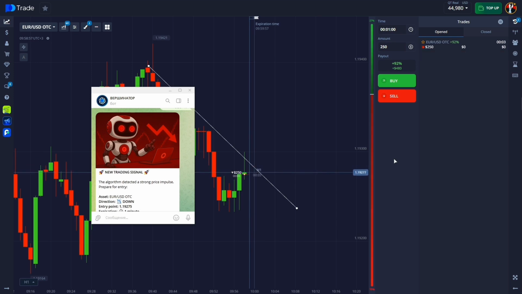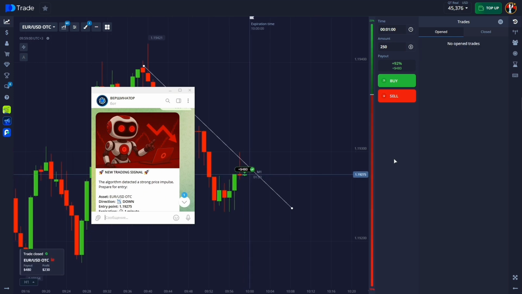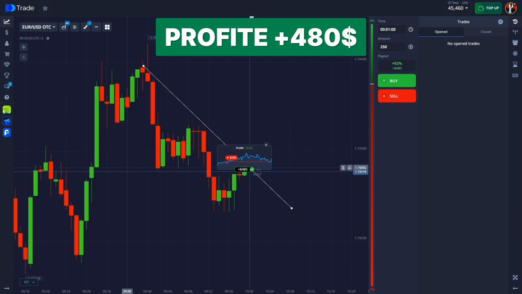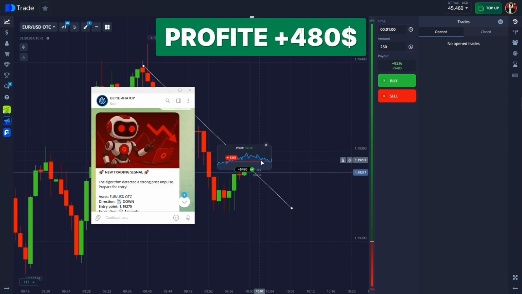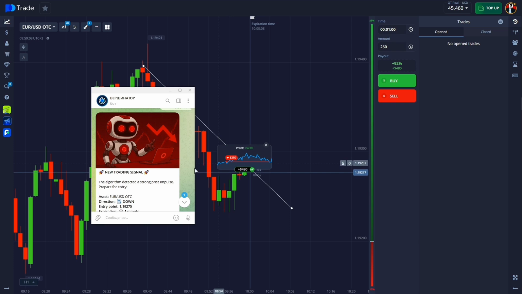Well, as you can see, the chart really did go into profit. We made a profit of $480. That's it. The chart closed perfectly. And accordingly, the second trade is also in profit. So the neural network worked perfectly.